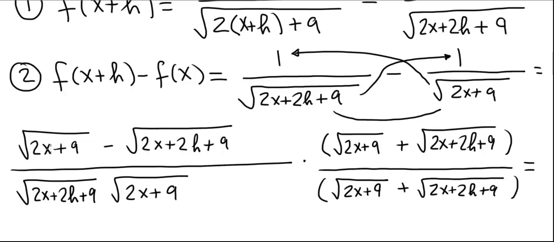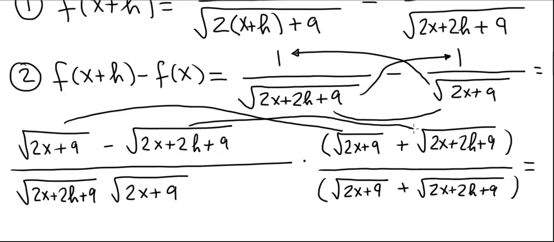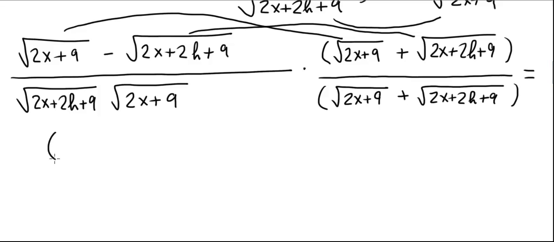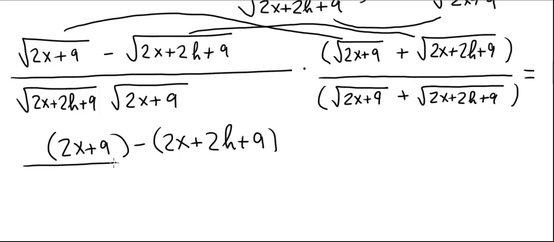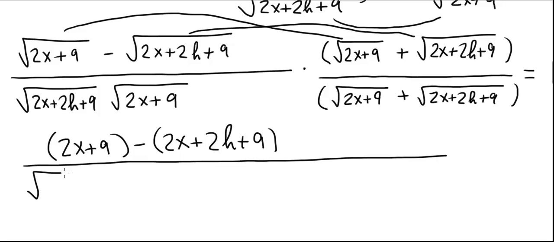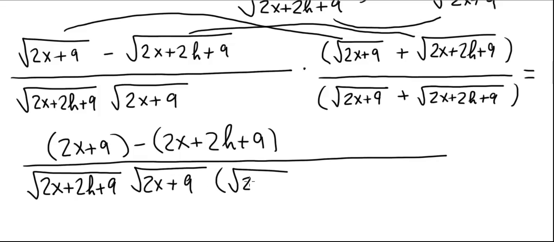Now, what will this give us? Well, the numerator is the product of the first two, square root of 2x plus 9 times itself, minus the product of square root of 2x plus 2h plus 9 times itself. The two middle terms cancel. And so the numerator becomes, make sure you keep it in parentheses, 2x plus 9 minus (2x plus 2h plus 9). But we have this complicated denominator. We will not touch the denominator until the very end. So just write it as square root of 2x plus 2h plus 9, times square root of 2x plus 9, and then all of that times square root of 2x plus 9 plus the square root of 2x plus 2h plus 9.